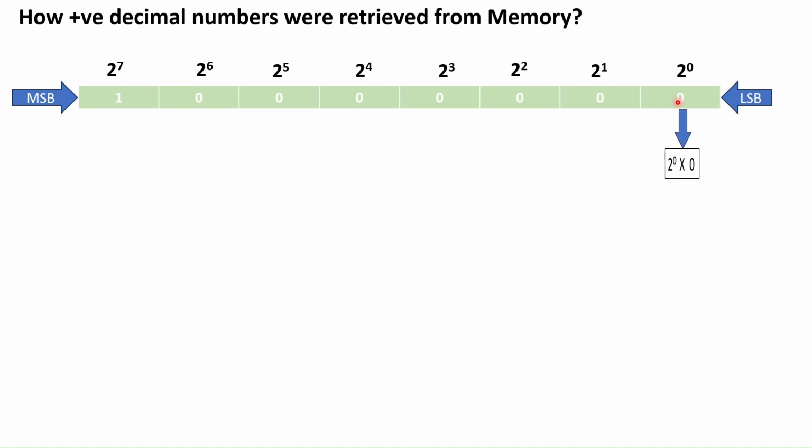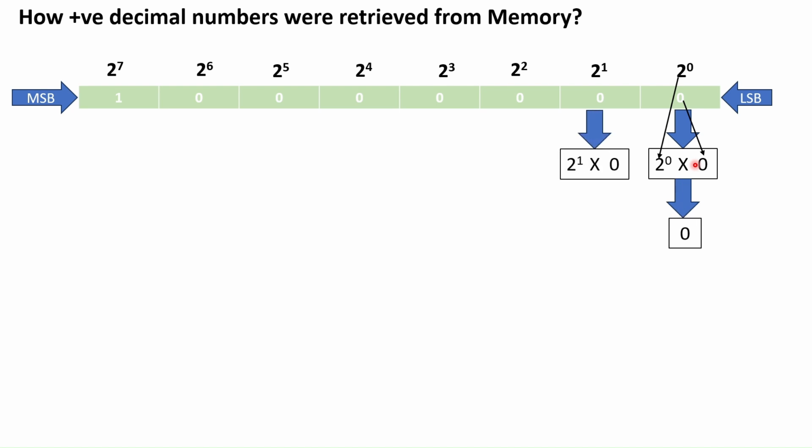So first, what will it do? 2 power of 0 into the value here, which is 0. So here I am multiplying 2 power of 0 and 0, so this will be 0. Next, 2 power of 1 into 0: first I will take 2 power of 1 and the value, the data stored in the cell, is 0. So 2 power of 1 into 0 is 0.